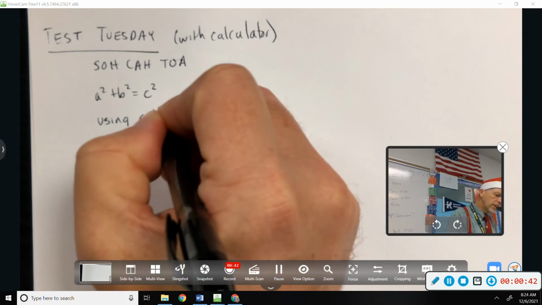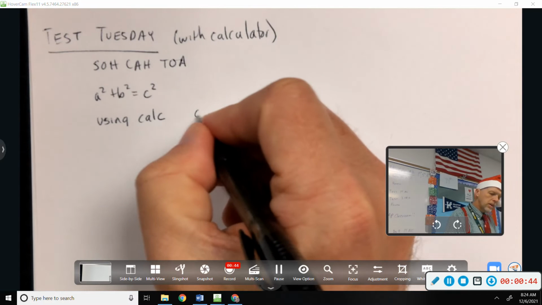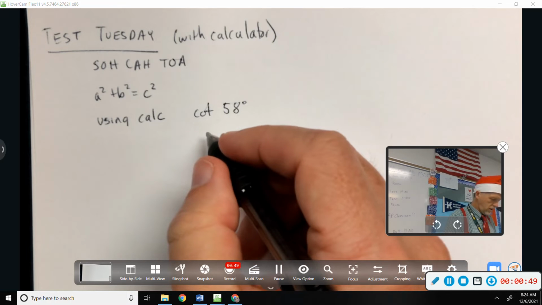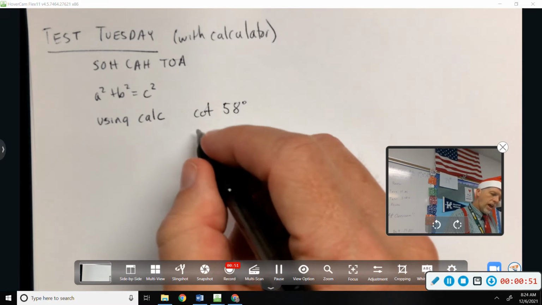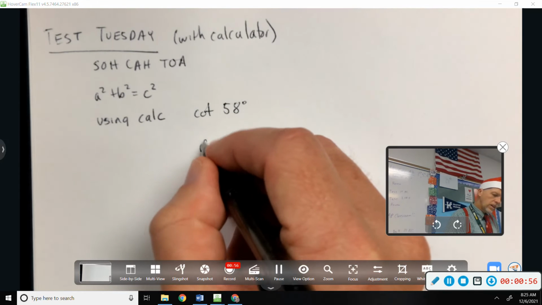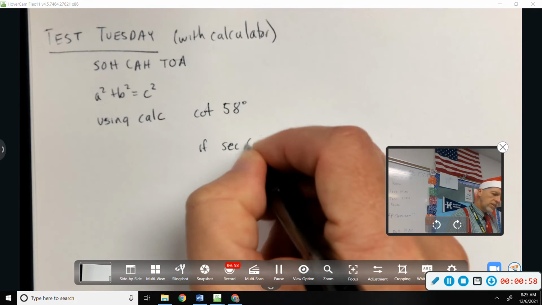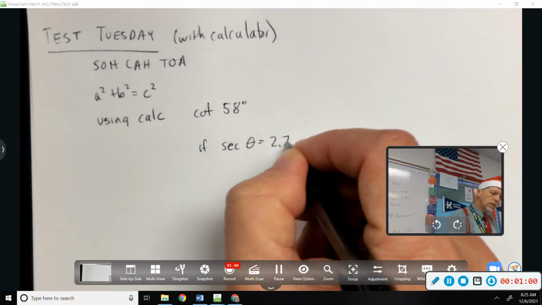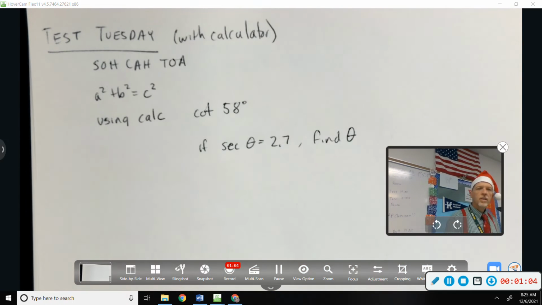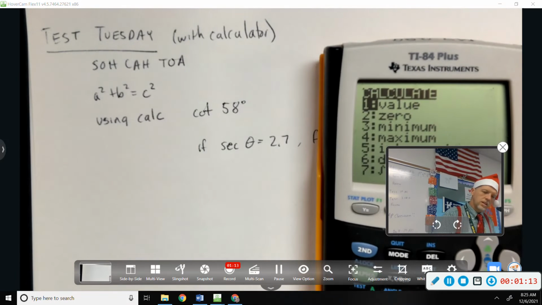Using the calculator for cotangent of 58 degrees, as well as the ones that are a little bit harder, if secant of theta equals 2.7, find theta. You okay with the difference between those two and how you would handle those differently in the calculator? Could you do the top one? I have to do the bottom one.